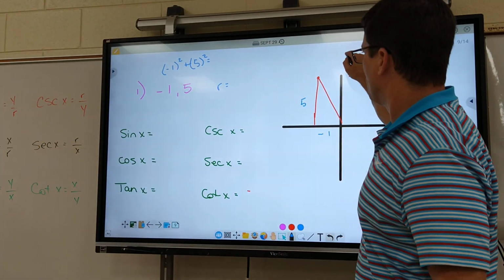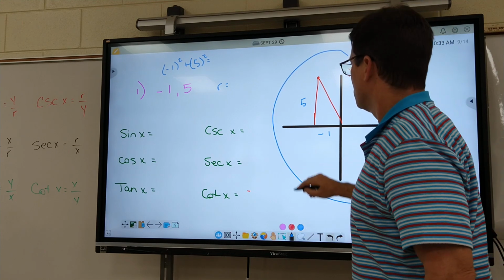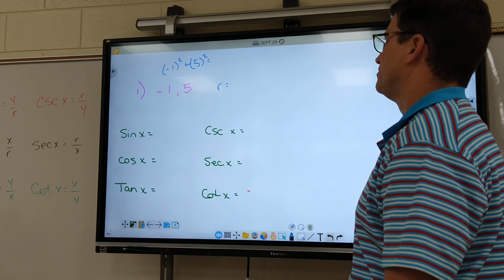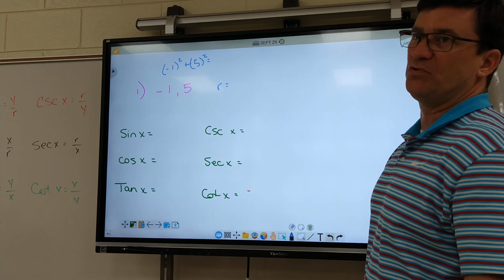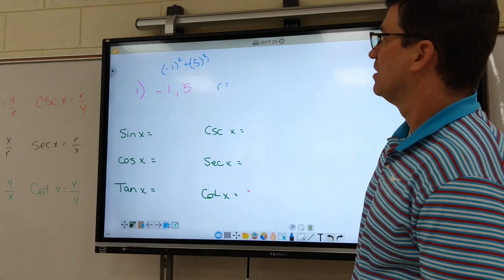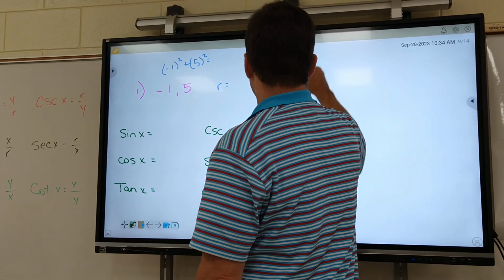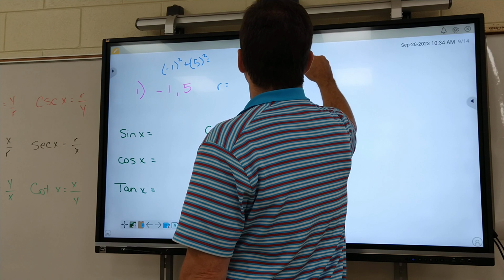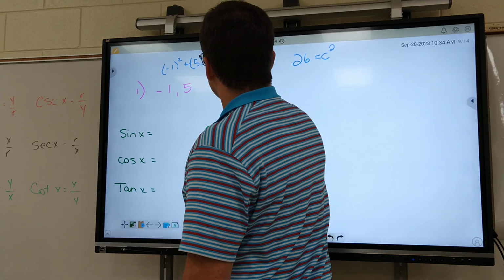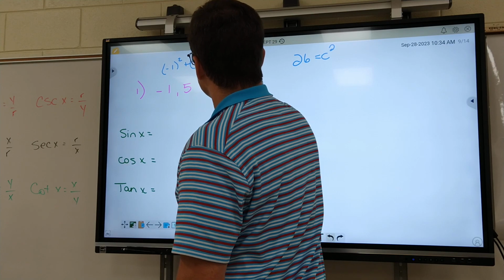So I don't think we have to do all this. You want us to add the parentheses? If it's got a negative, you got to have parentheses. But in truth, you could just do 1 squared plus 5 squared. So you get 26 equals c squared. What's the last step? Take a square root. So guys, our radius is square root of 26.